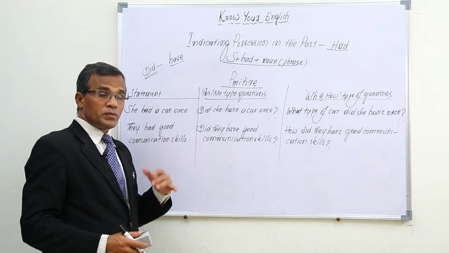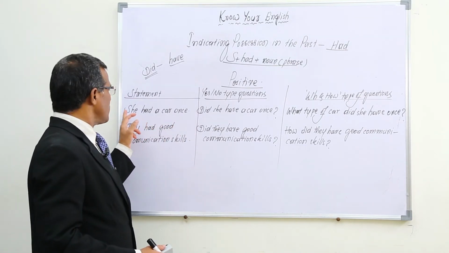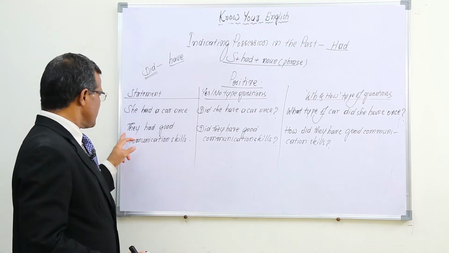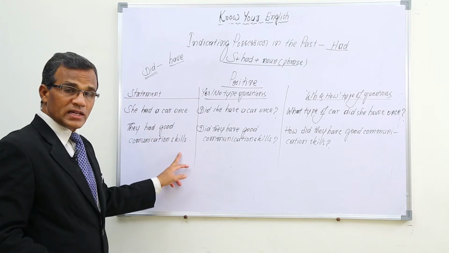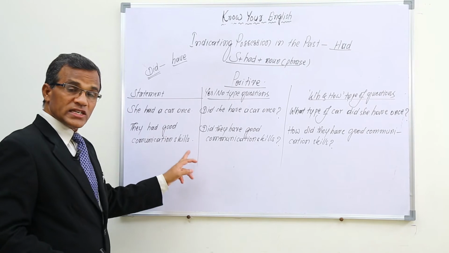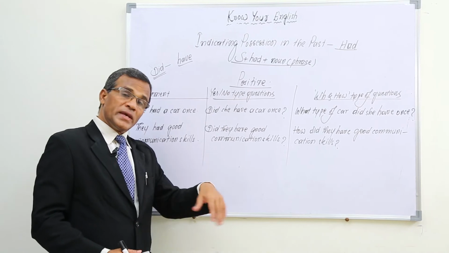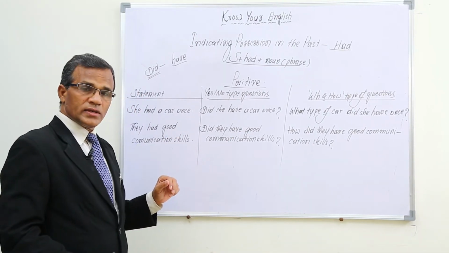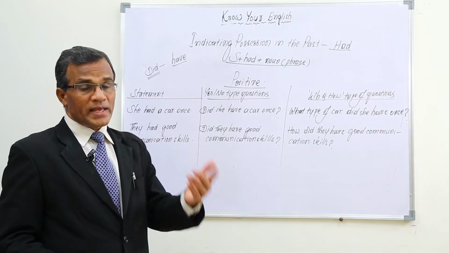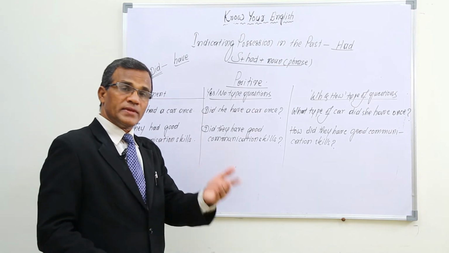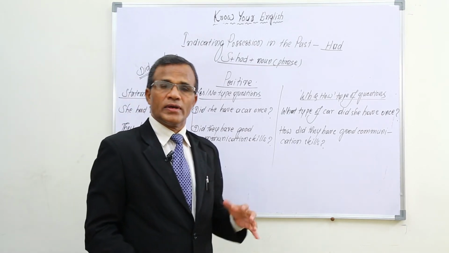If you want to put a question with who, she had a car once. Just by removing she, you can get who had a car once. In the same way, removing they, you can use who had good communication skills, how many people had good communication skills, how many of you, how many of us, how many of them. So removing the subject, we use them.